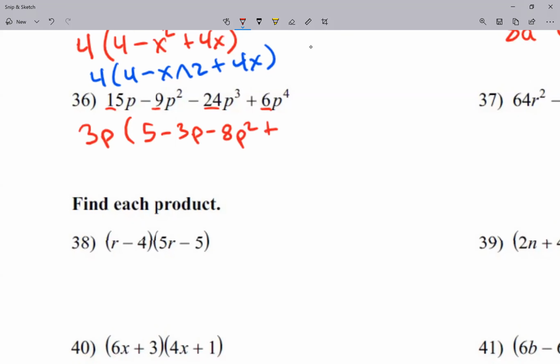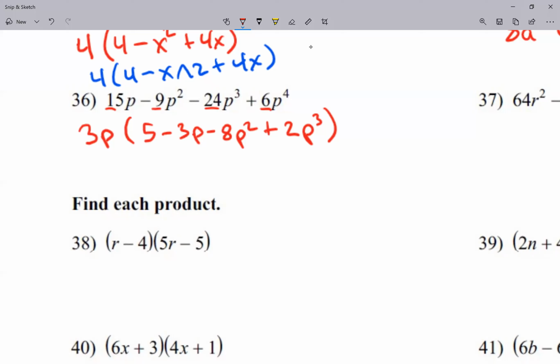And then I'm going to my last term. There's a plus. My last term, 6 divided by 3 is 2. It had 4 p's to begin with, but I'm removing 1, so I have p to the third. Notice that I wrote on the outside 3p. What that meant is I'm going to divide every number by 3, and I'm going to remove 1p from each.